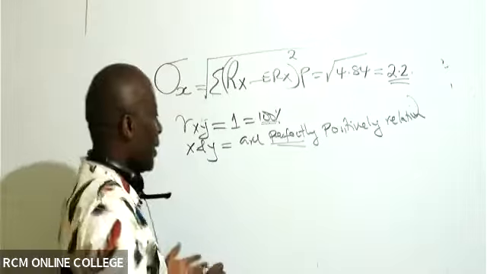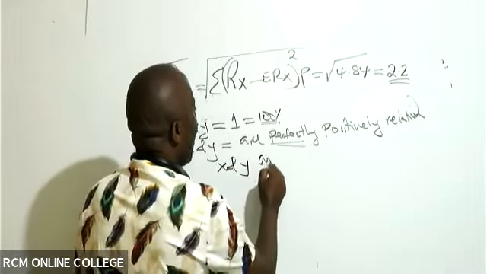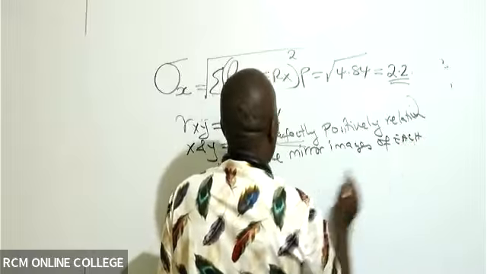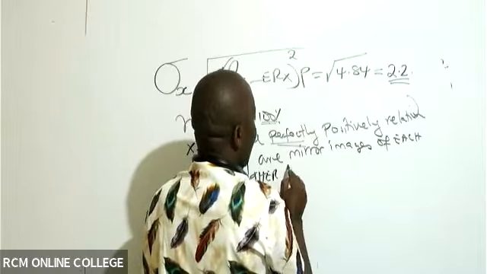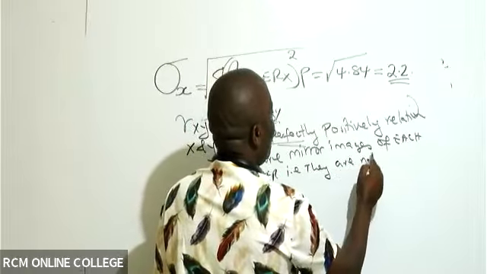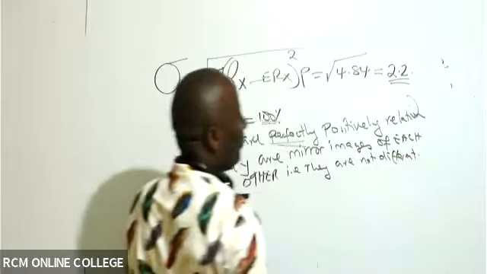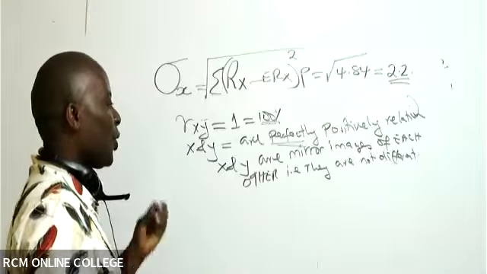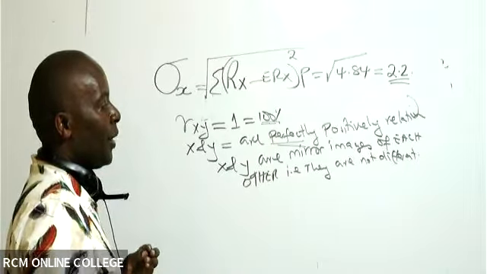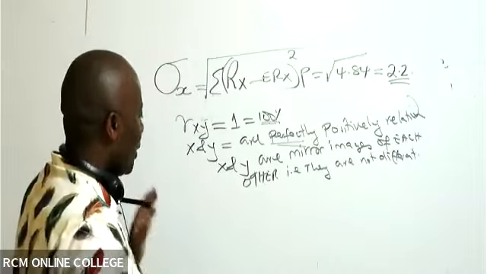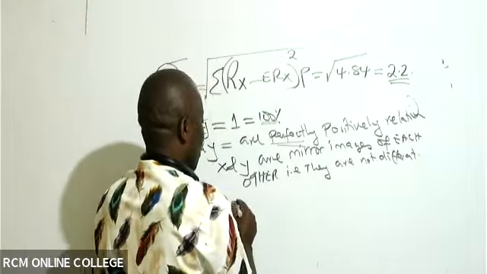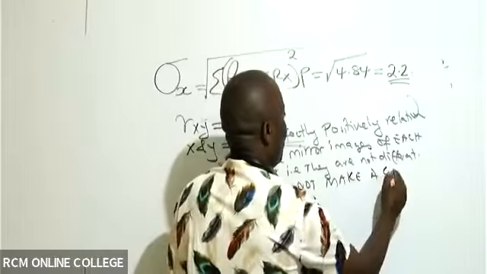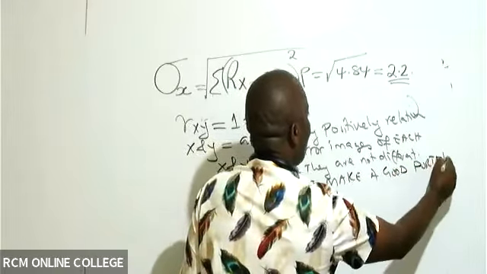This means that X and Y are mirror images of each other, i.e. they are not different. Because the relationship is perfect, they are Siamese twins. They are not different. What does that mean, ladies and gentlemen? They cannot make a good combination for a portfolio here. Don't combine those two to make your portfolio.